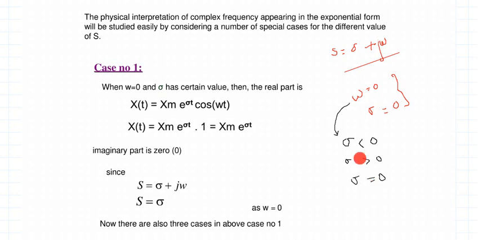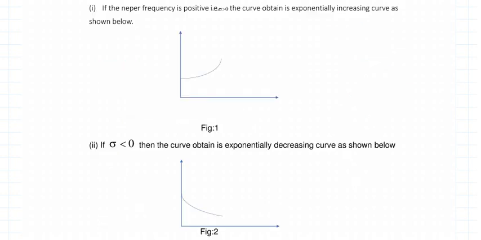So when sigma is less than 0, what happens to x(t)? When sigma is greater than 0, what is your x(t)? And when sigma is equal to 0, what is x(t)? Let us discuss these 3 cases of sigma in this particular figure. The first case is sigma greater than 0. You can see here, this is my first case when sigma is greater than 0.